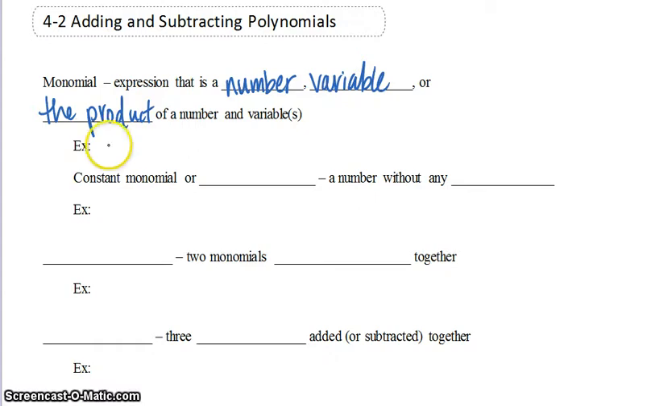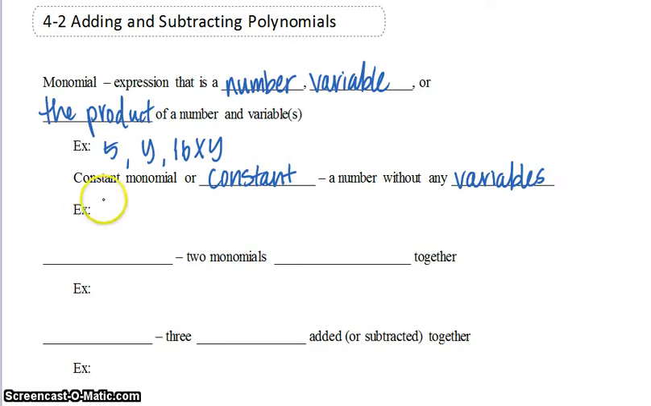So some examples: we could have 5 because it's a number. We could have y because it's a variable, or we could have 16xy because it is the product of a number and variables. Now, a constant monomial, or a constant, you'll typically hear it as a constant, is a number without any variables. For example, 5, 16, 21, any of those. Again, it's still a monomial because it's a number, but it's a constant because it doesn't include a variable.